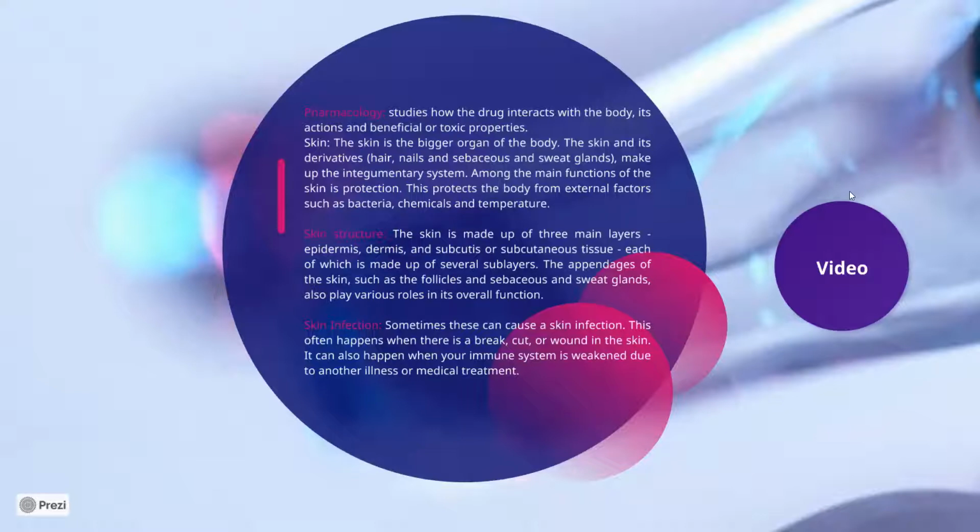The skin is the biggest organ of the body. The skin and its derivatives like hair, nails, and sebaceous and sweat glands make up the integumentary system. Among the main functions of the skin is protection. This protects the body from external factors such as bacteria, chemicals, and temperature. The skin structure is made up of three main layers: epidermis, dermis, and subcutaneous tissue, each of which is made up of several sublayers.